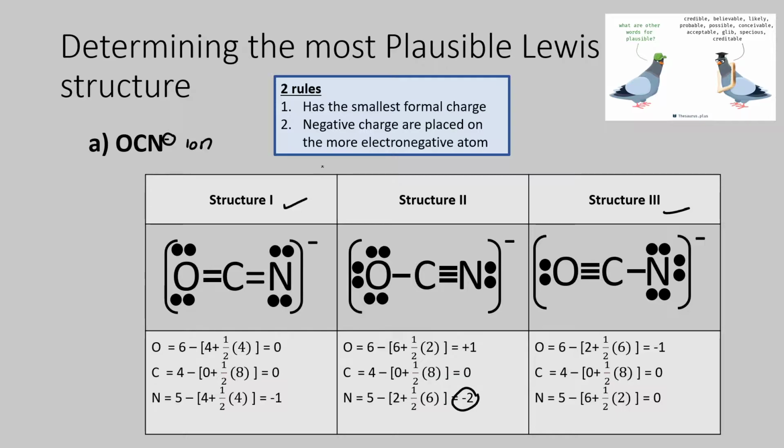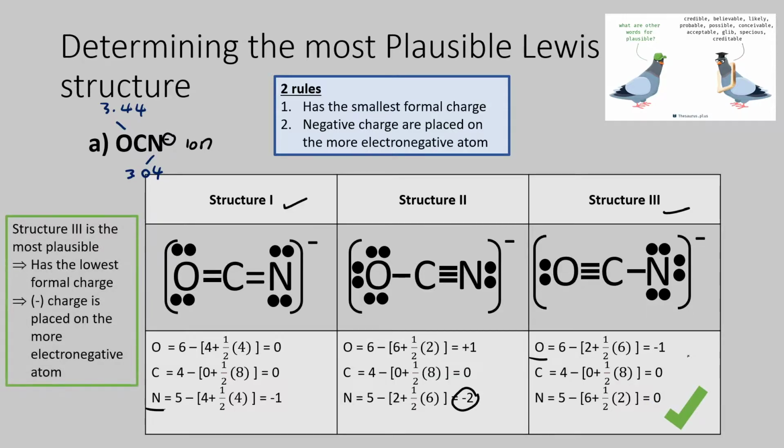And then we look at rule 2: negative charge is placed on the more electronegative atoms. Which one is more electronegative, nitrogen or oxygen? I'll give you the values, you can refer to the values. For nitrogen it is 3.04, while oxygen is 3.44. So obviously for the negative charge, the one most likely to steal electrons is oxygen. So it prefers to have the negative charge on oxygen. So this is the most plausible.